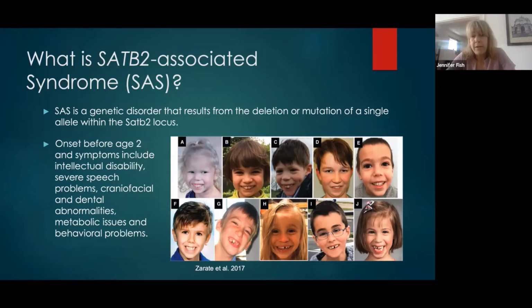Some of the disease symptoms or phenotypes that are associated with the syndrome are intellectual disability or developmental delay, severe speech disorder. They have craniofacial and dental abnormalities, some metabolic abnormalities and behavioral issues, and also an overall brittle bone is often associated with this syndrome as well.